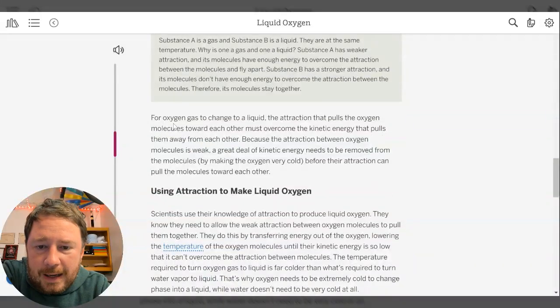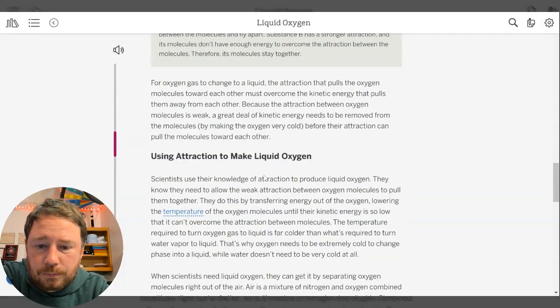For oxygen gas to change to a liquid, the attraction that pulls the oxygen molecules towards each other must overcome the kinetic energy that pulls them away from each other. Because the attraction between oxygen molecules is weak, a great deal of kinetic energy needs to be removed from the molecules by making the oxygen very cold before their attraction can pull the molecules towards each other.